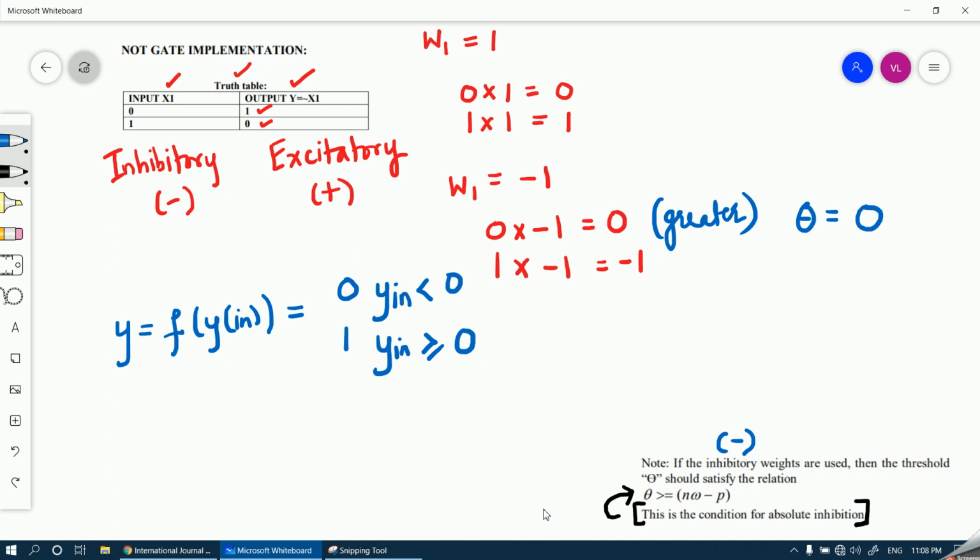So when we need to create an MP model, McCulloch-Pitts model, we will have only one input, which is your x1, and we will be having one output, which is your y. And here in this case, we are considering our threshold to be 0, and the weight that we have considered is -1.